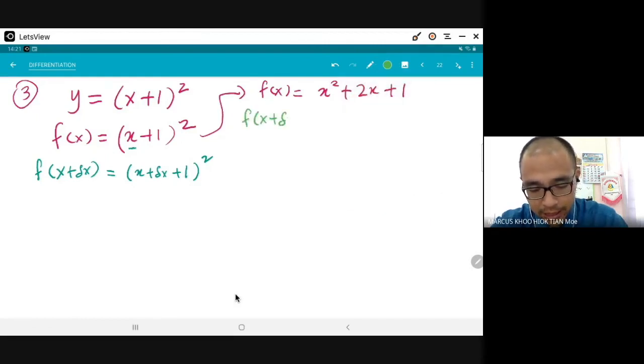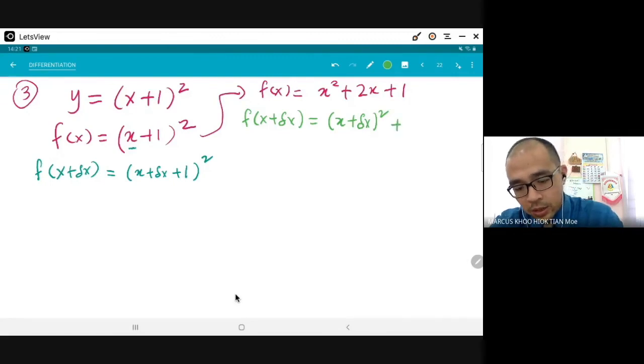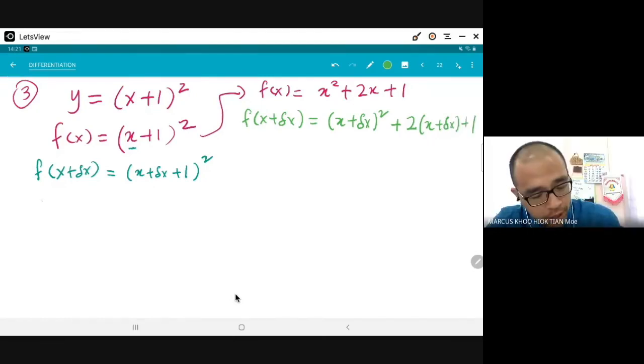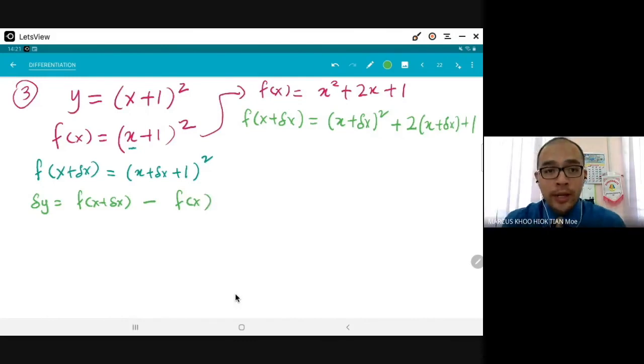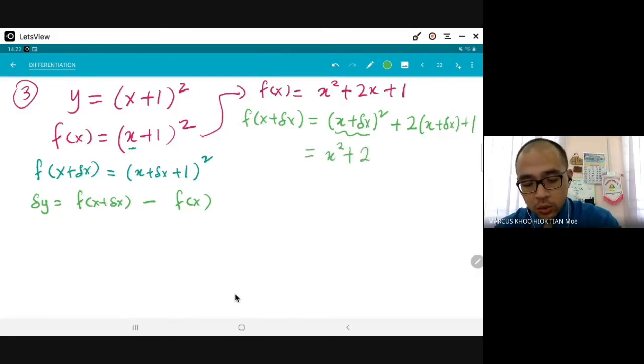fx plus del x equals to x plus del x squared, okay, plus 2 times x plus del x plus 1. Del y equals to fx plus del x minus fx. Okay, now this is going to be a very long one. So let's take it slow. Maybe what we can do is expand this first, to make it easier for us. So this will be x squared plus 2x del x plus del x squared. Okay, plus 2x plus 2 del x plus 1.